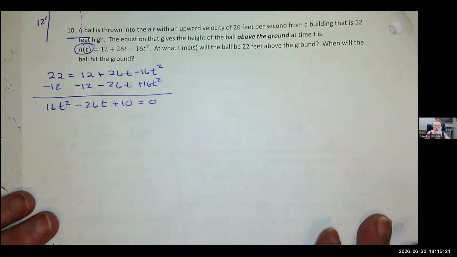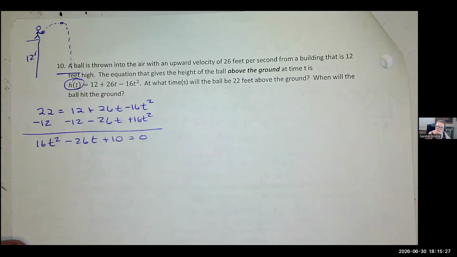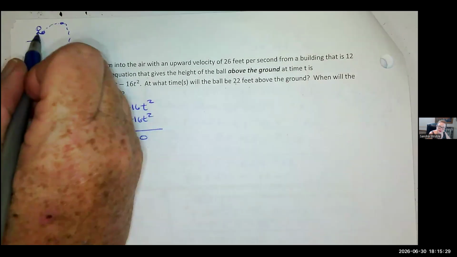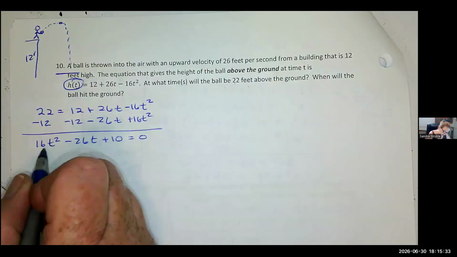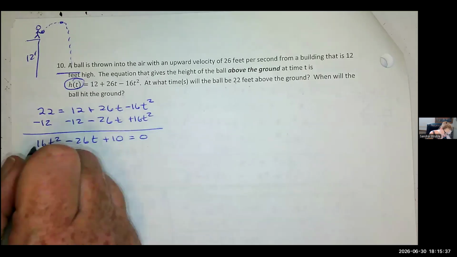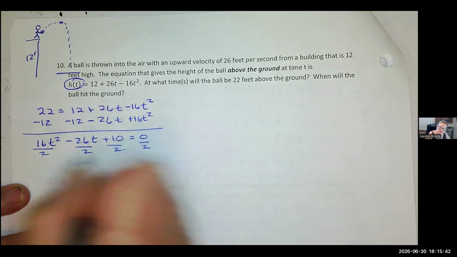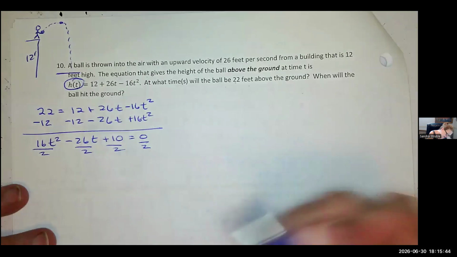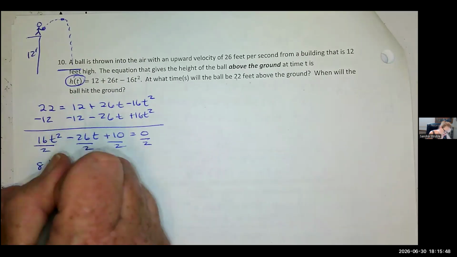T will tell us the time it takes for that ball that's thrown to actually be 10 foot higher than where it currently is. It's going to be 22 feet above the ground. First thing I see is they're all even. So I want to make my life easier by dividing everything by 2. And if you do it like this, then you don't have to go back later and divide by 2. So this is 8t squared minus 13t plus 5 is equal to 0.